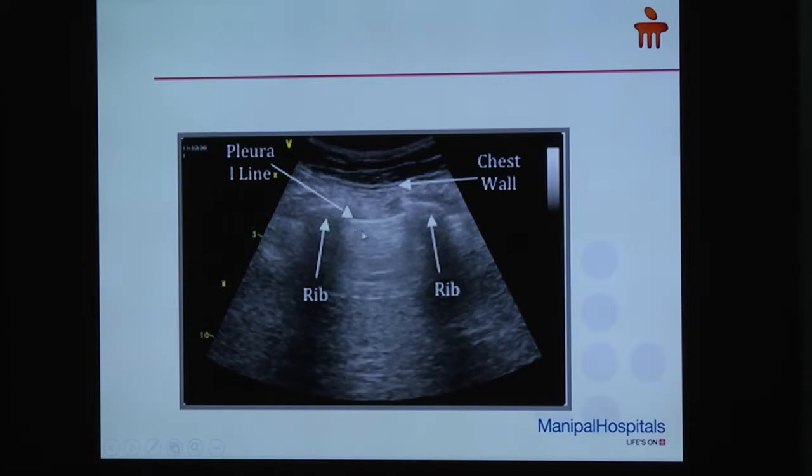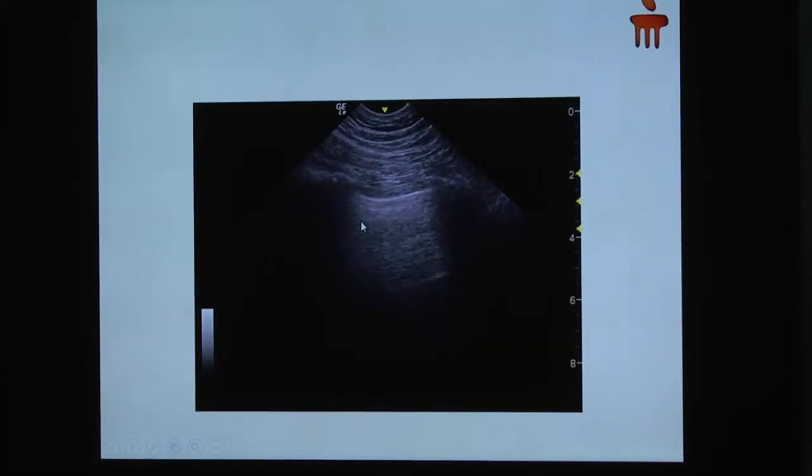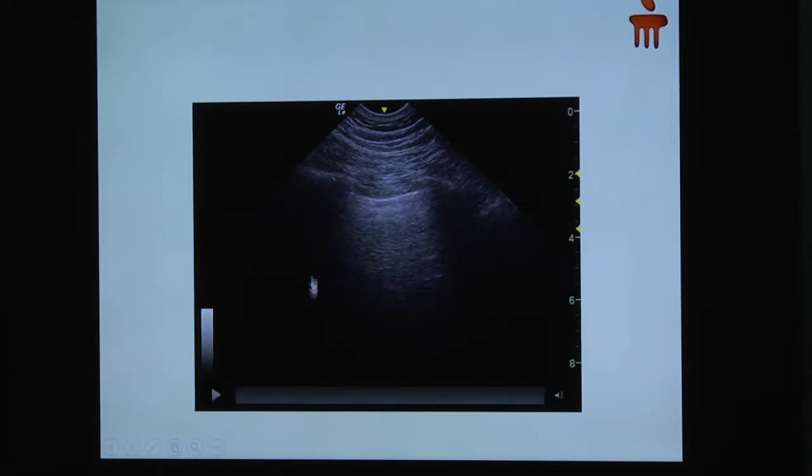And there is a line just below the level of ribs, that is the pleural line. So this is also called bat wing sign, because, I don't know whether you will agree, it looks like a bat. These are the wings of the bat, and this is the face of the bat. In actual ultrasound, when you put the probe, this is how you will see. This is one rib, this is another rib, this is the pleura. Can you see the pleura there? It's a very white line.